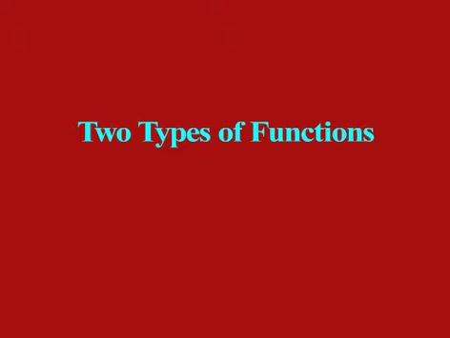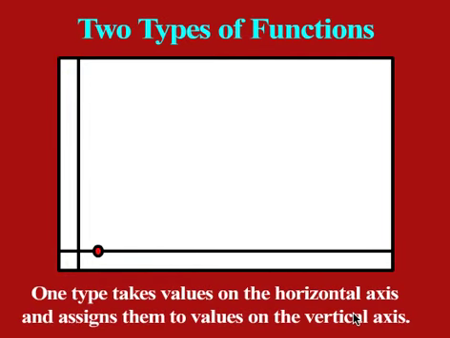This set of animations is about two different types of functions that are useful in statistics, and in situations that you will need to describe mathematically. The first type of function takes values on the horizontal axis and assigns them to values on the vertical axis.